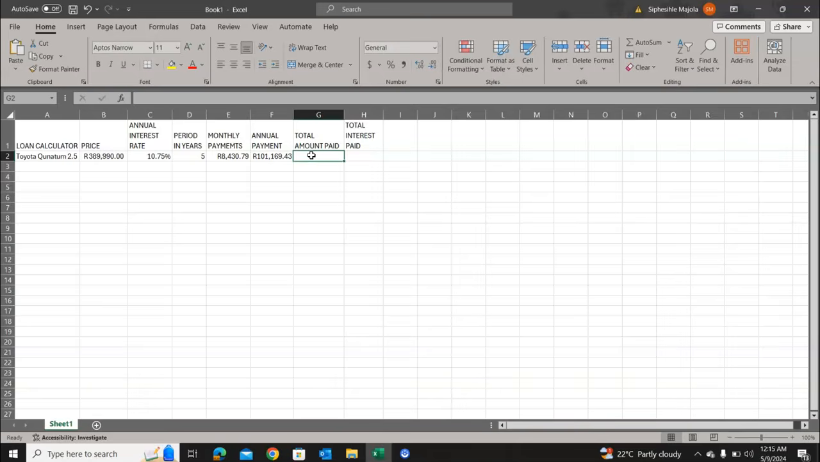Now they want us to calculate how much is the total amount over the years of the loan. Right? So each year, how much are you paying? 101,169 rand 43 cents. For how many years are we paying? We are paying for 5 years. Right? So altogether, towards the loan, we've paid 505,847 rand 15 cents. Okay.